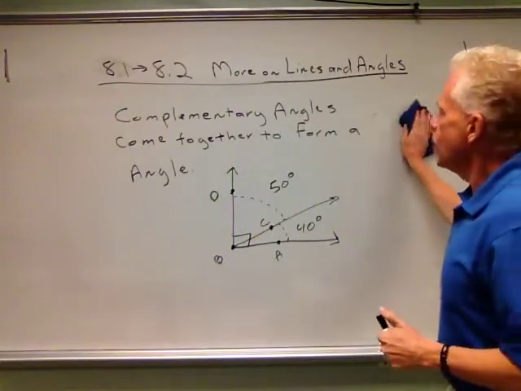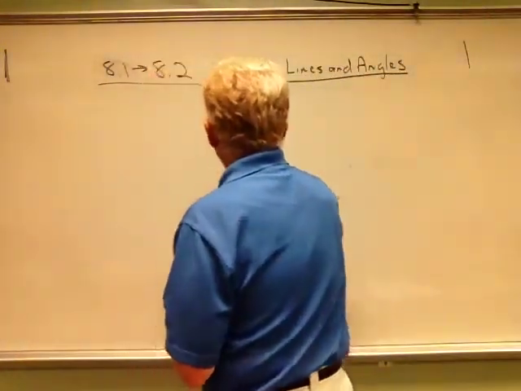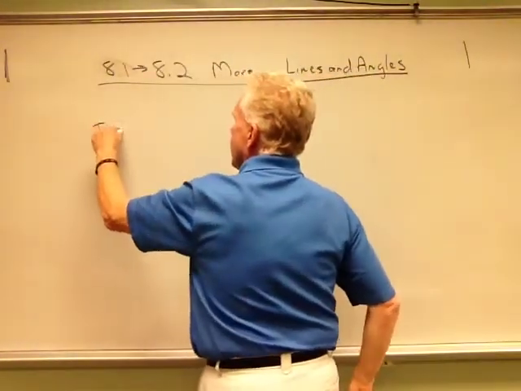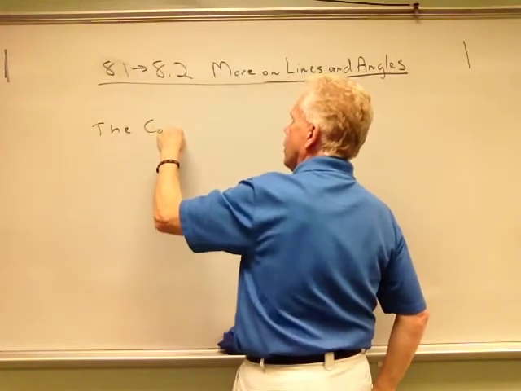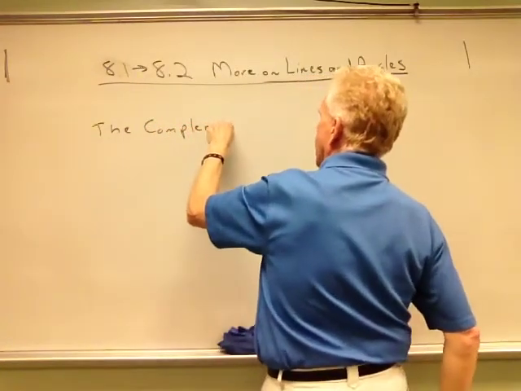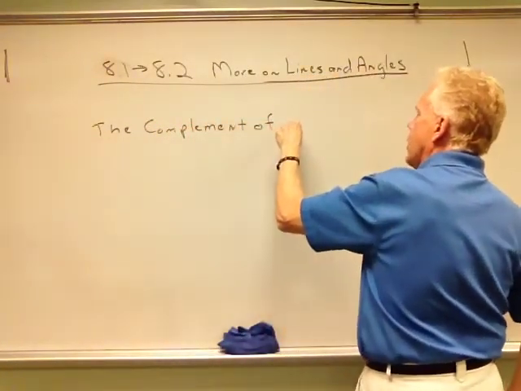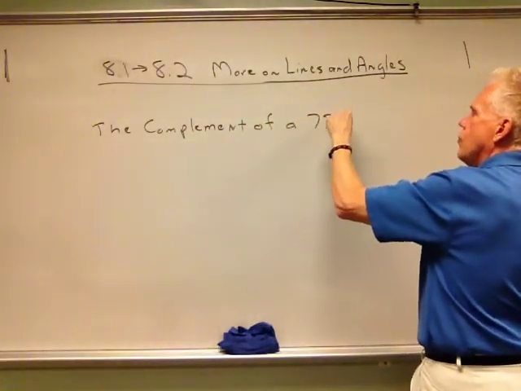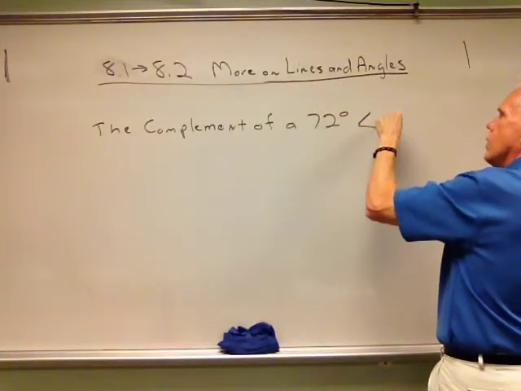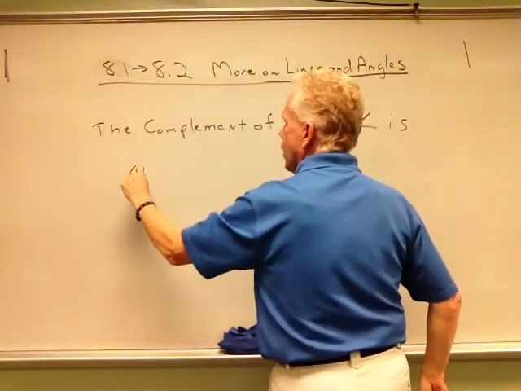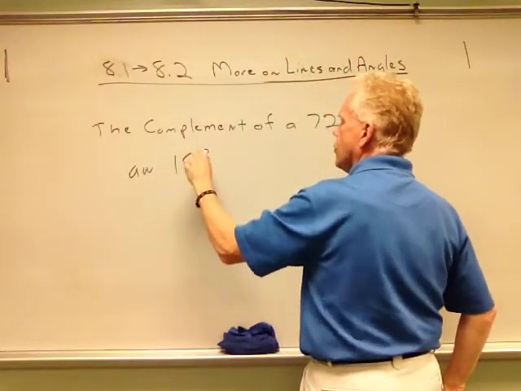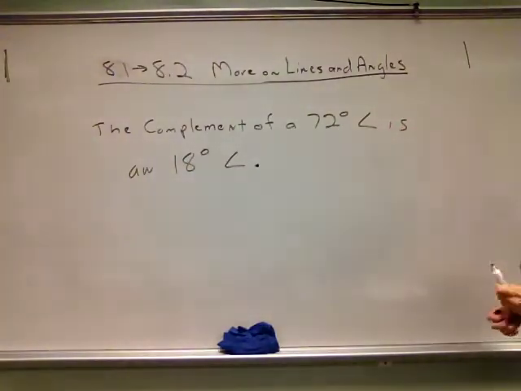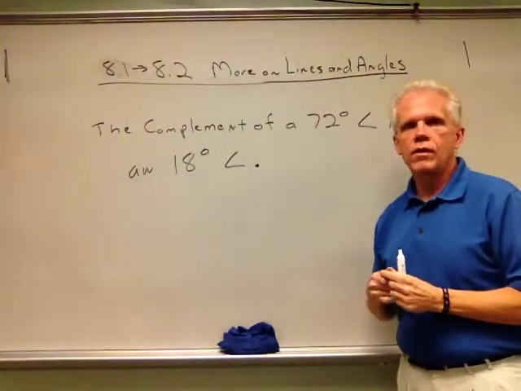So just a quick mathematical situation here. We could say the complement of a 72-degree angle is an 18-degree angle, because 72 plus 18 is 90.